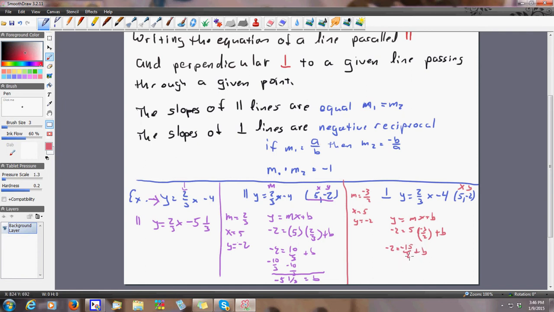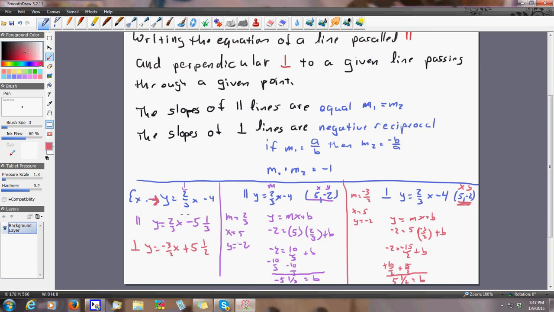I have to add 15 halves to both sides. When I do that, 15 halves is really 7 1/2. So 7 1/2 minus 2 is 5 1/2. And that equals b. So the line that's going to be perpendicular to this line and pass through this point is going to be y equals negative 3 halves x plus 5 1/2.